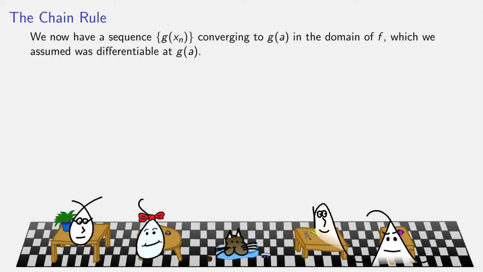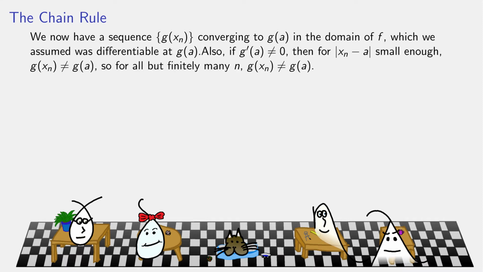So now g(x_n) is converging to g(a), because x_n is converging to a and g is continuous, therefore g(x_n) must converge to g(a). But these are now points in the domain of f. How do I know they're in the domain of f? Our x_n was drawn from the domain of f composed with g. So you have to be able to plug it into g and then plug the resulting number into f. And we assumed f was differentiable at g(a).